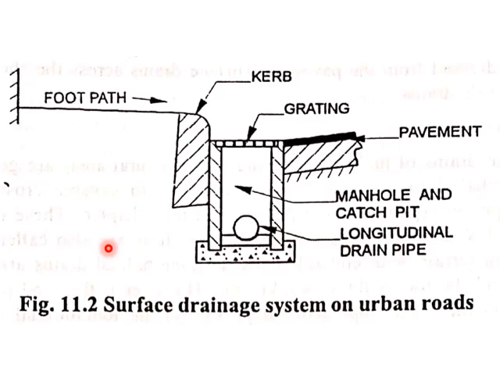And this is a figure of the surface drainage system on urban roads. You have the road here, the footpath here, and the curb here. Between the curb and the pavement, the water from the pavement flows down through the camber or the cross slope and reaches the roadside drain between the curb and the pavement, and it goes down through the manhole, and there is a longitudinal drain pipe fixed at the bottom at the required slope for draining the water efficiently.